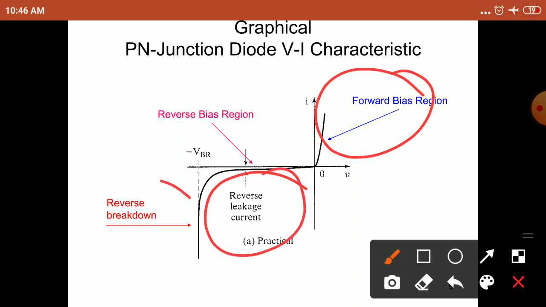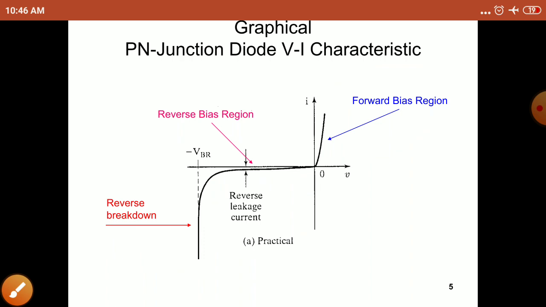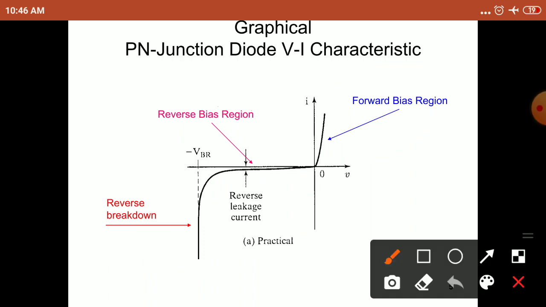Here, reverse breakdown happens at one point. When the reverse voltage is applied, the current is constant. At one point there will be a drastic rise in the reverse current, and that particular point is called the reverse breakdown point. VBR is the reverse breakdown point, and the current during this reverse bias region is called the reverse leakage current. Leakage current in the reverse mode, that is why it is the reverse leakage current.